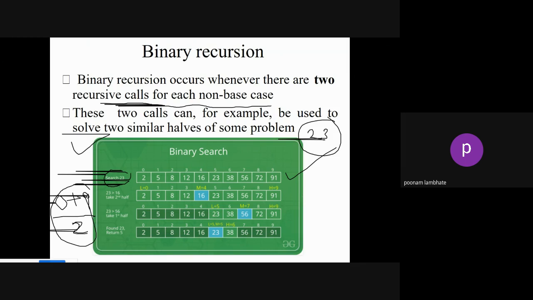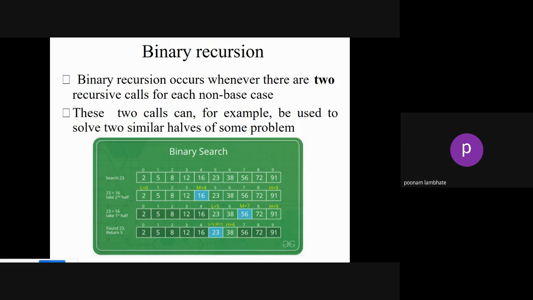For example, here the first index is 0, the last index is what? 9. So 0 plus 9 divided by 2, what is the answer? 9 by 2, that is 4.5, and you have to take the floor value or integer part only, that is 4. So at index 4, you have the element 16. You have to compare the element 16 with the element which you want to find, that is 23. Is 16 equal to 23? No. But 23 is greater than 16.